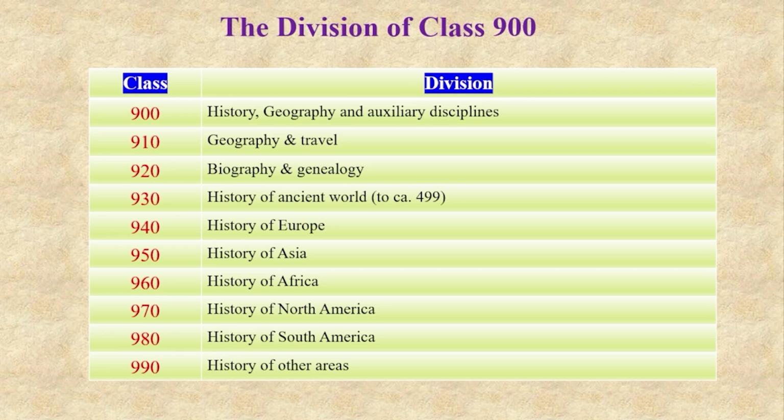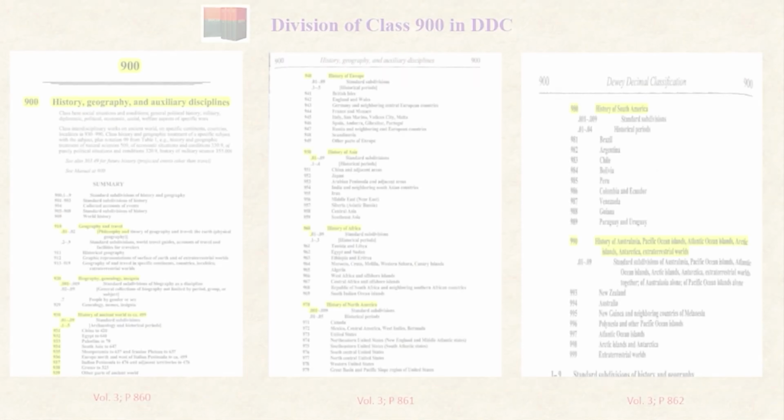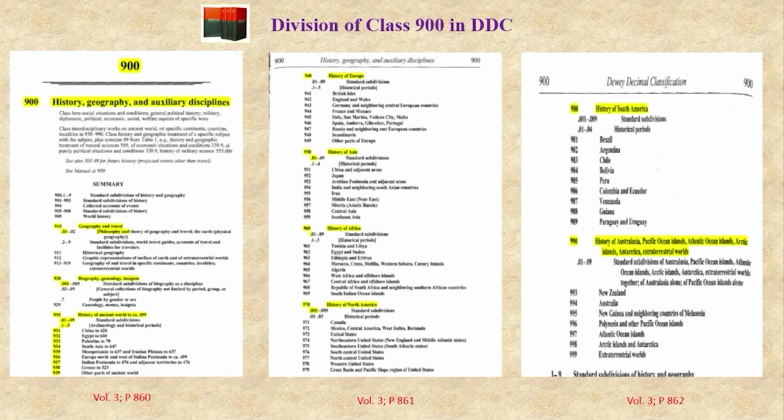Arctic and Antarctica history focuses on indigenous people and exploration. 999 is reserved for potential future classification related to space history. Here, three screenshots from the schedule of class 900 and its divisions and subdivisions are given, for page numbers 860 to 862 of volume 3.